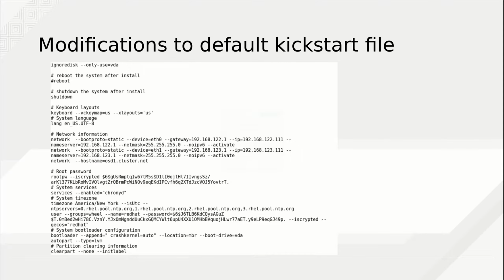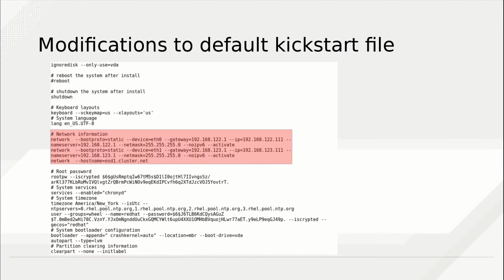Some items I changed in this file include adding the shutdown line to force the system to shut down once the install is complete, and adding the network information section where I provide the IP addresses for the 2 virtual networks we created with the virt-install command and the host name for the server.